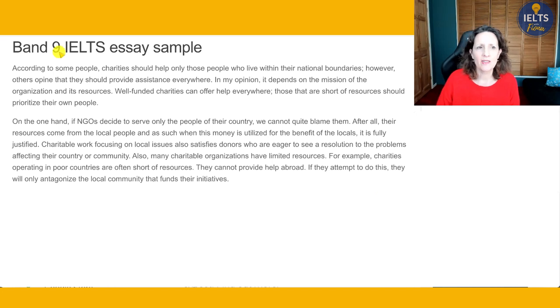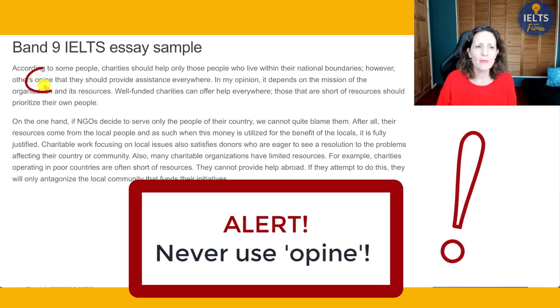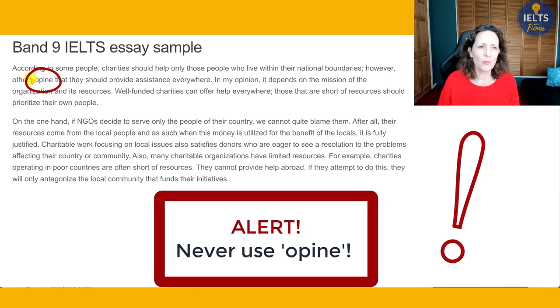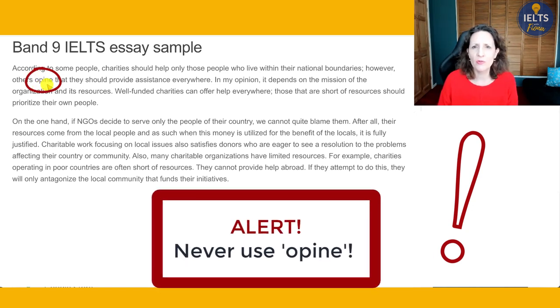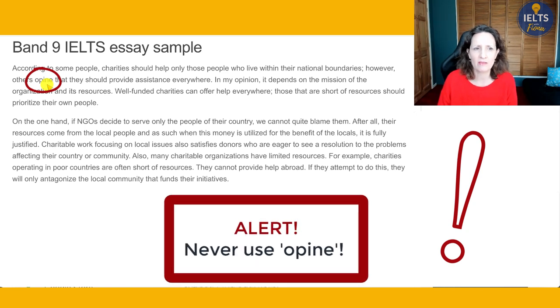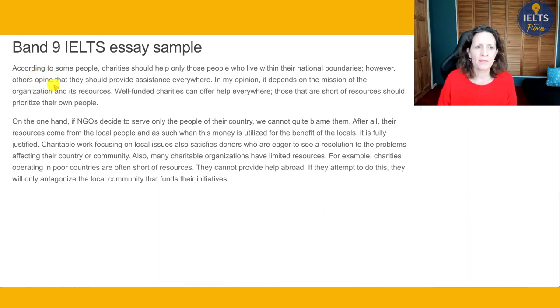The last one is this one. Again, they say it's band 9, and I had my doubts from the first paragraph. Why? Because "according to some people" is a little lazy, and it looks like it's following exactly the question again. Charity should help only those who live within their boundaries. However, others opine. Immediately my alarm bells are going off. Opine is not a word to use in task 2 to describe people's opinions. Don't use opine. That they should provide assistance everywhere. I can see this person is really trying to find words to rewrite the question. So I immediately have doubts.